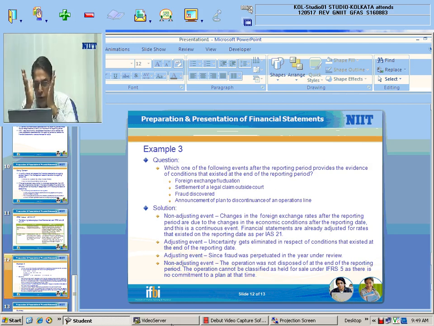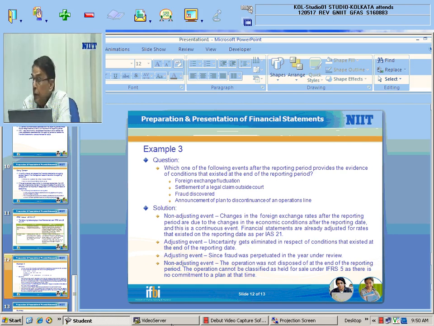Which one of the following events after the reporting period provides evidence of a condition that existed at the end of the reporting period? There are 4 events mentioned here: foreign exchange fluctuation occurring after the reporting date, settlement of a legal claim outside court, fraud discovered, and an announcement of a plan to discontinue an operation line. These are post-balance sheet events, which we have to examine to see whether they provide evidence of a condition that existed at the end of the reporting period.